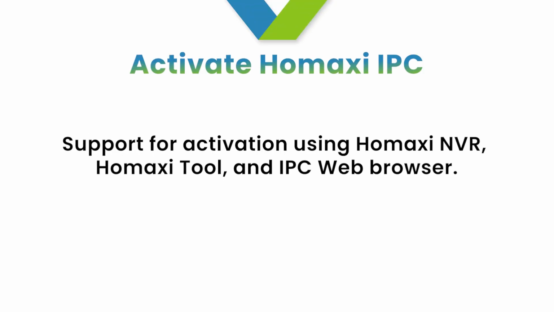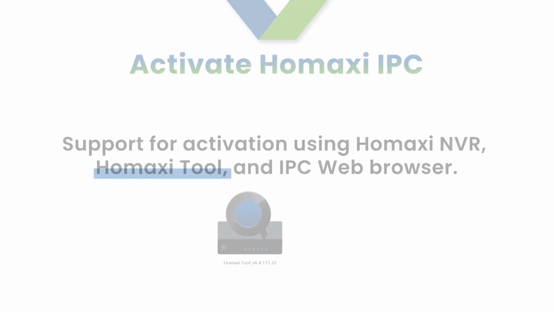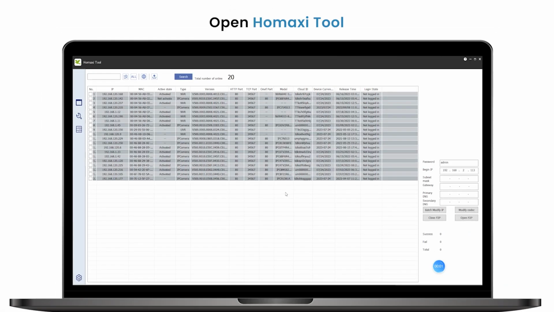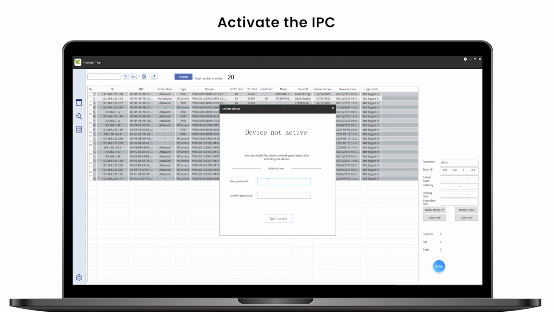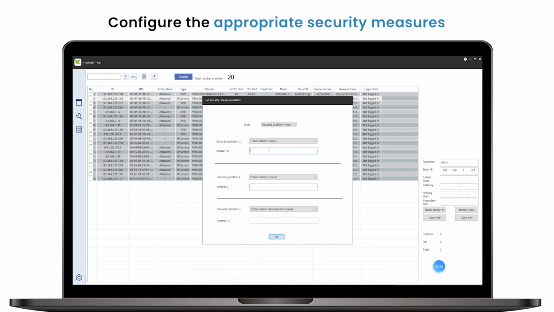Support for activation using Homaxi NVR, Homaxi Tool, and IPC Web browser. Here, we'll use Homaxi Tool as an example. Open Homaxi Tool. Activate the IPC. And configure the appropriate security measures.